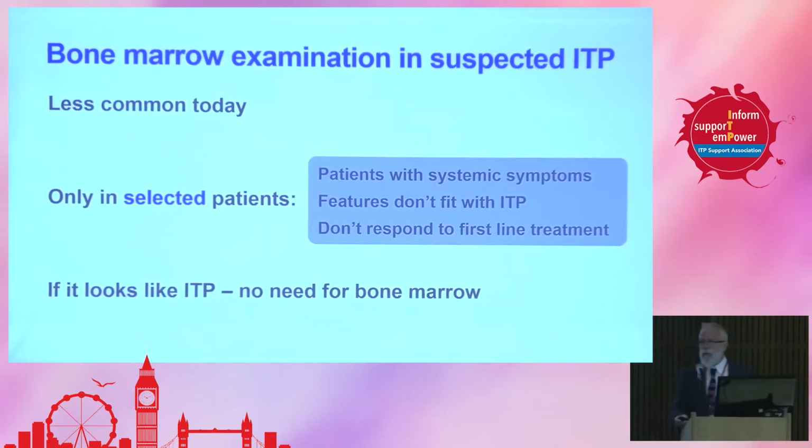Now, some of you may have had a bone marrow already, because this is what we used to do routinely in ITP, but we do them very seldom now, and we have to do them for a good reason. If it doesn't look like ITP, if we think there's something else going on, and if you're not responding to our treatment, we have to think, have we got the diagnosis right? And then we may have to do a bone marrow. But it's not a very nice investigation.